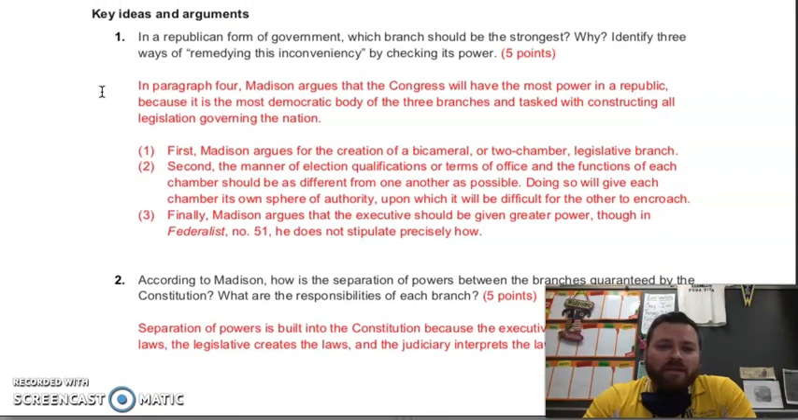Key ideas number 1, in a Republican form of government, which branch should be the strongest and why? It's very clear because of the focus that Madison puts on it that he believed that the legislature should be the most powerful branch. Look at the order of the Constitution, guys. The Constitution is Article 1, the legislative branch, Article 2, the executive branch, and Article 3, the judicial branch. There's a very clear meaning there. They intended for Congress to be the most powerful branch. That makes sense. The power to make law is the preeminent government power.